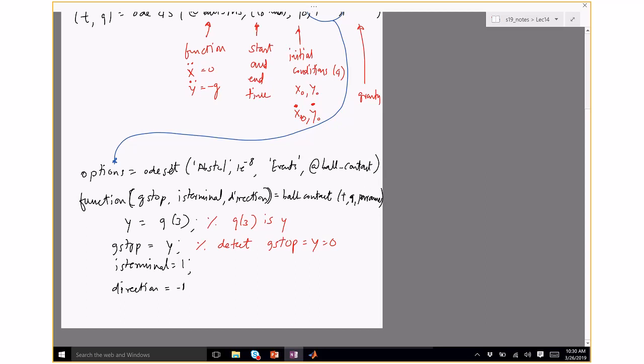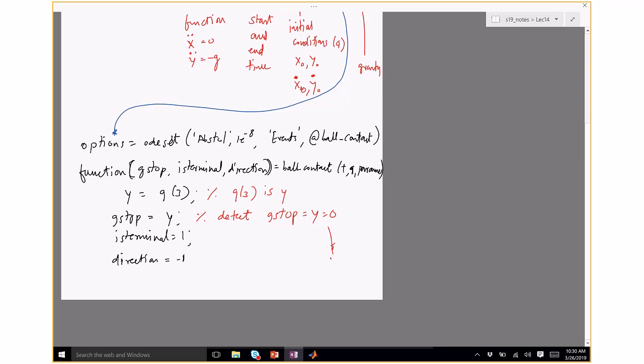If you wanted to make the collision at y equals 1 and not 0, then you specify this to be y minus 1. So y minus 1 equals g stop if you want to detect y equals 1. You have to stop integration at y equals 1, so you put y minus 1 instead of y equals 0. So it will detect that. Now, once you detect, is terminal equal to 1 tells you that you need to stop integration.